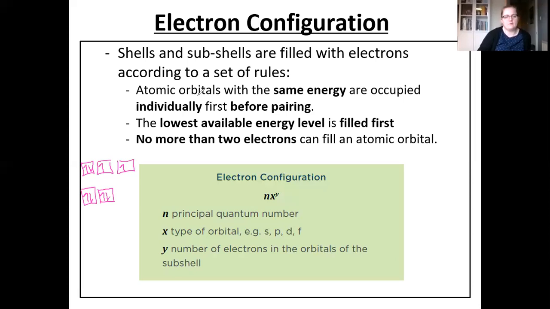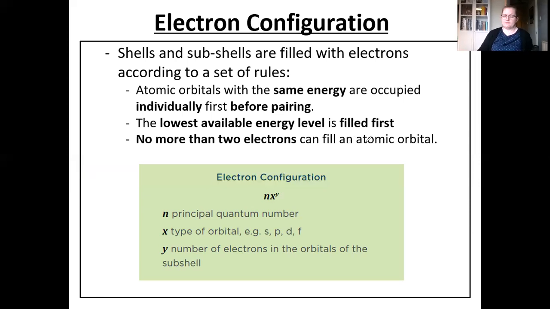Our first rule is atomic orbitals with the same energy. These are all p orbitals, so they all have the same energy, and are occupied individually first before pairing. The reason that happens is because of the charges. Because they repel anyway, we want to fill them up individually first before pairing them off together. So that's the first really important rule when we are looking at electron configuration.